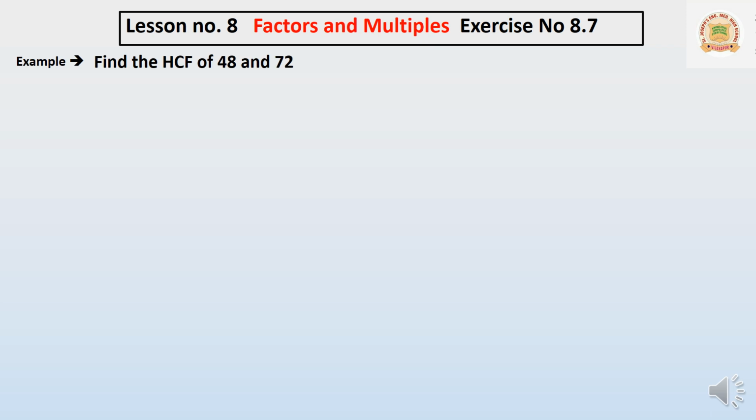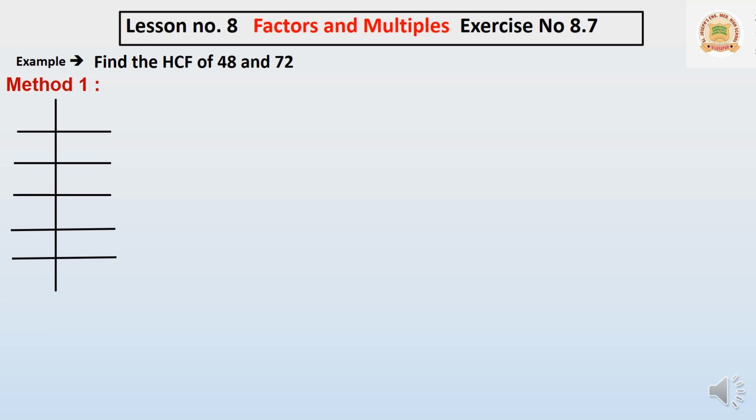Find the HCF of 48 and 72. The example is given here, 48 and 72. This can be done by two methods. Method number 1 is by the division method. The second method is finding the least common prime factor by using the division method only, but it is a little bit confusing because we will leave out many things. For that reason, we will go for method number 1 first to understand it.